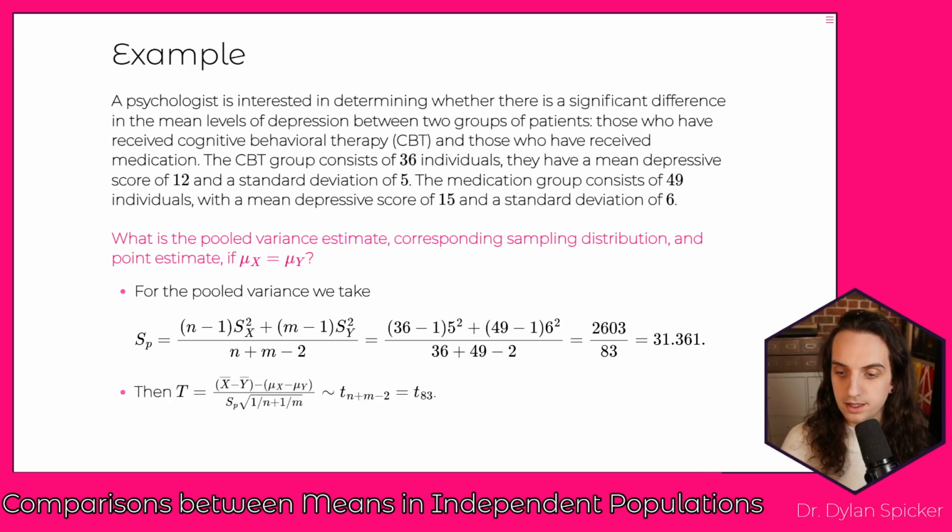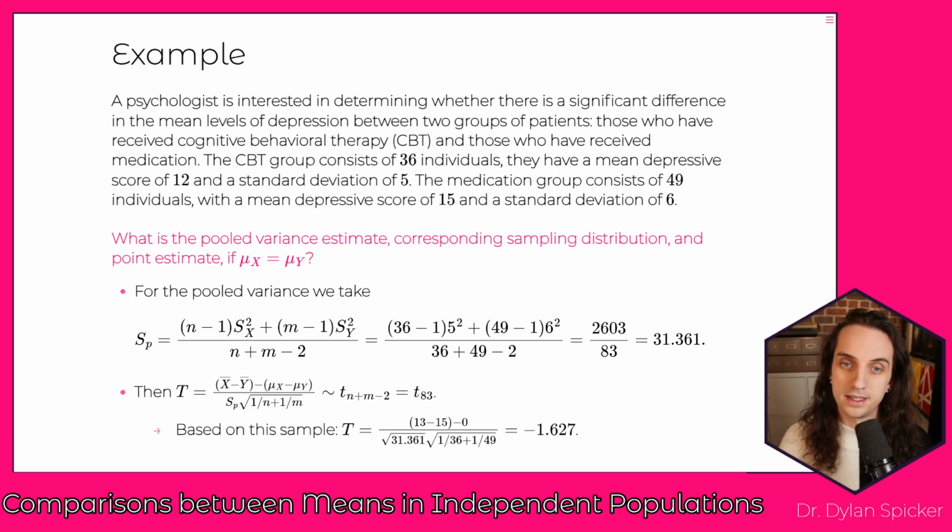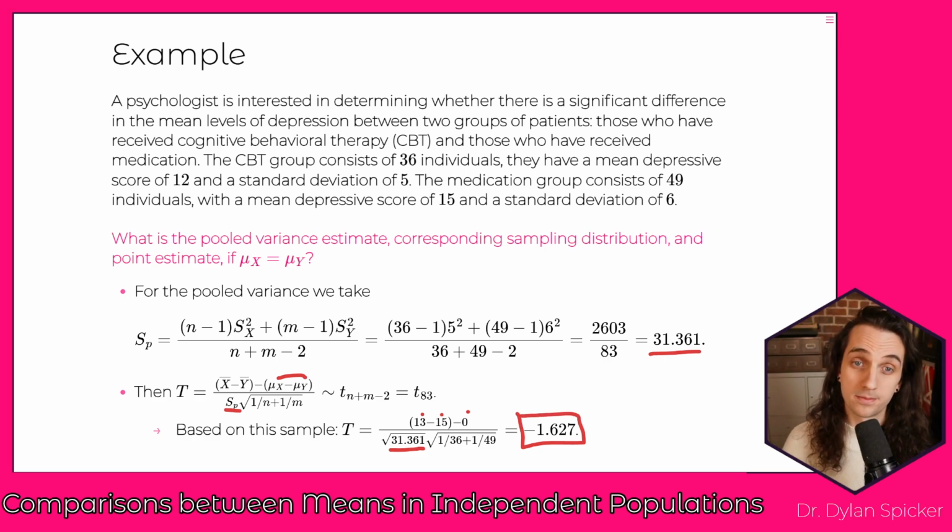And what we'll be working through is the formula that we have here, right? And remember, that's going to follow a T with n plus m minus 2 degrees of freedom. So in this case, if you add up 36 plus 49 minus 2, you get your 83 degrees of freedom here. And then plugging into our formula, we get our 13 minus 15, right? Mu x minus mu y is still 0. SP is going to be the square root of 31.361, okay? And then 1 over 36 plus 1 over 49, we plug all of that in and we get negative 1.627. So that's going to be the estimated value here.